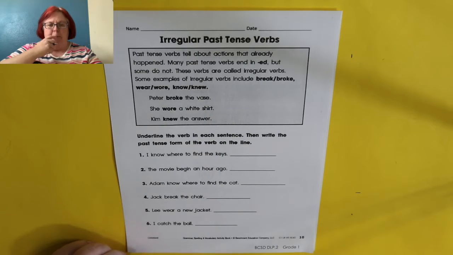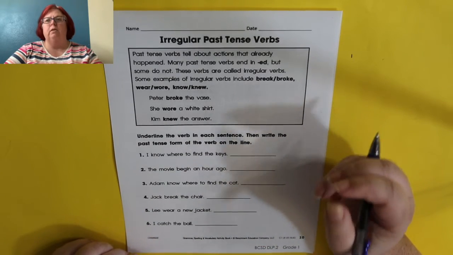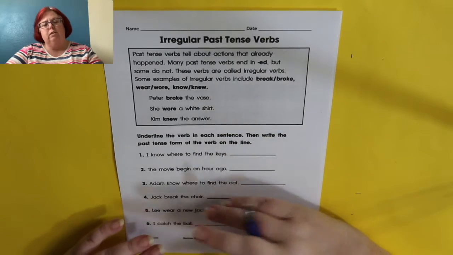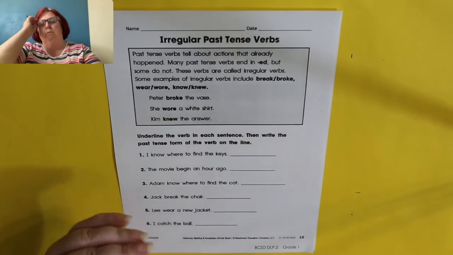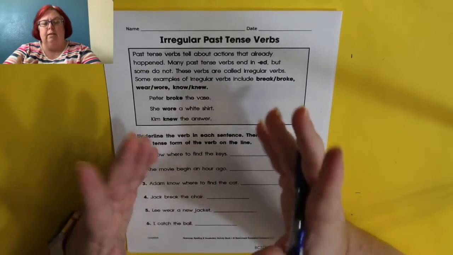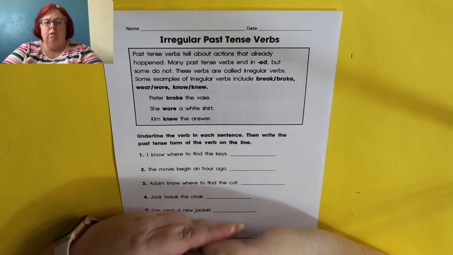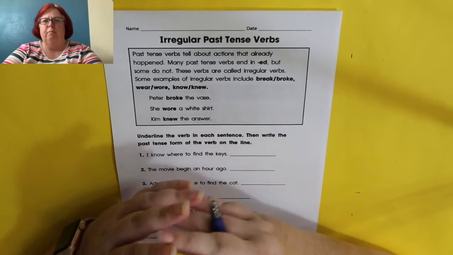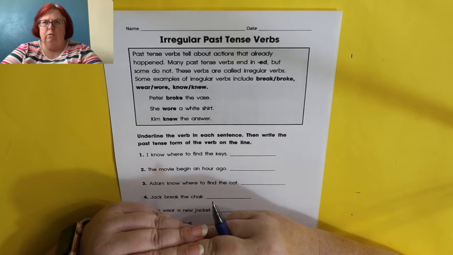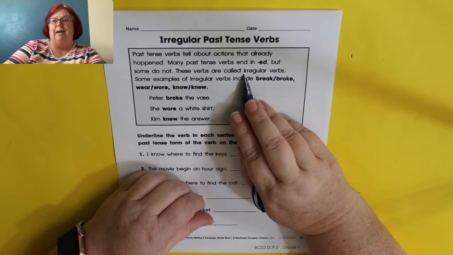All right, now we're going to do irregular past tense verbs. And this is a continuation of what we did yesterday. Yesterday we worked with past tense verbs where it has ed at the end of the word to show that it happened in the past. Those are regular past tense verbs. Most of them have ed. Some verbs do not, and we call those irregular verbs. Ir meaning not, so they're not regular.